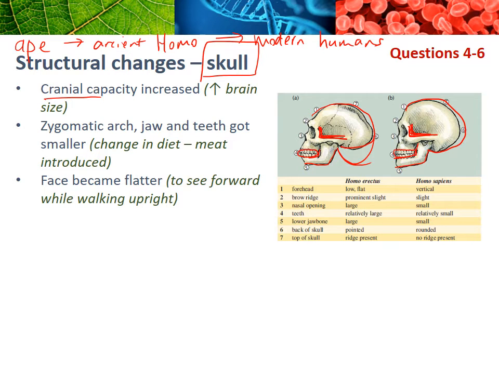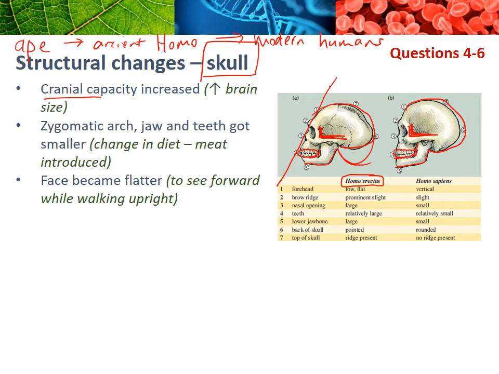The face became flatter. Okay, if we were to draw a line here, remember this is looking at Homo erectus versus Homo sapiens. If we had one of a chimpanzee, it would be even more primitive. But the face became flatter, and that refers to kind of this angle here.